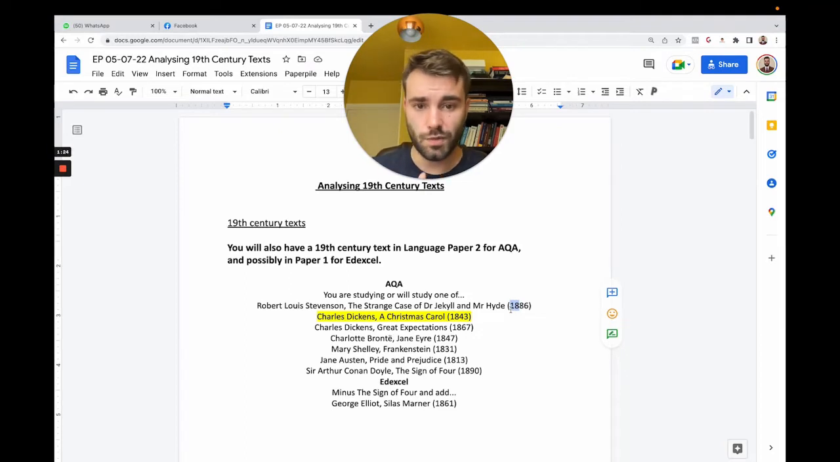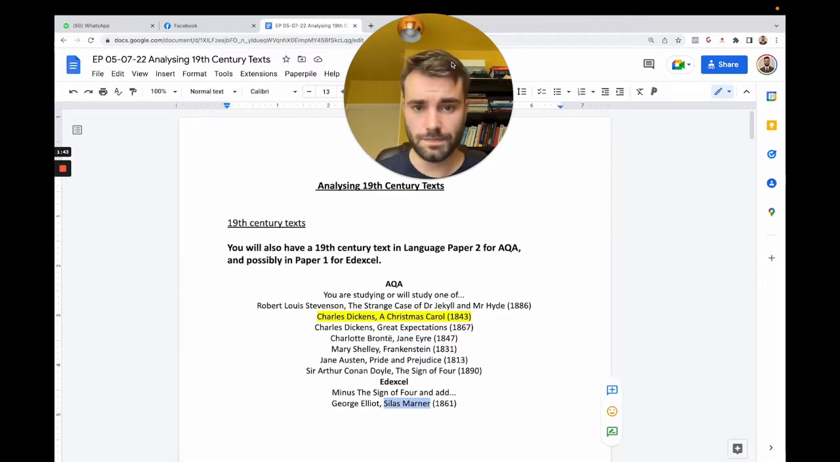Okay, so we're talking today about the 19th century novel, which for most of you would be A Christmas Carol or Jekyll and Hyde. But it could also be any of these books. I know a few students do Frankenstein, Jane Eyre, Pride and Prejudice, The Sign of Four. I've never seen anyone doing Silas Marner, but I know that it exists on the Edexcel syllabus.